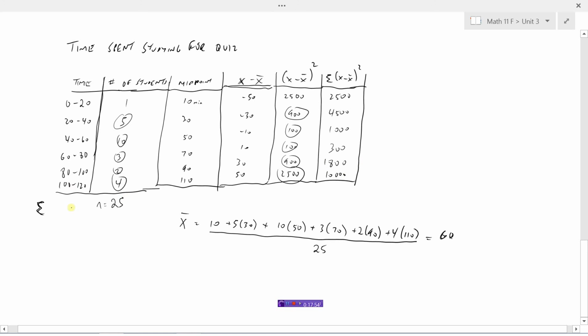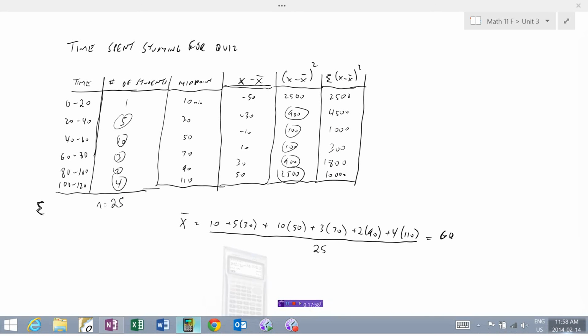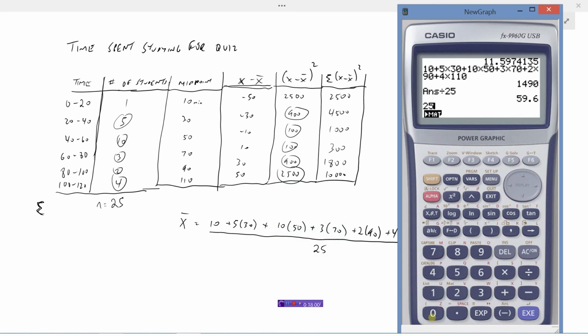And so now in my sum column, I can add all of these up. So 2,500 plus 4,500 plus 1,000 plus 300 plus 1,800 plus 10,000 is a total of 20,100.